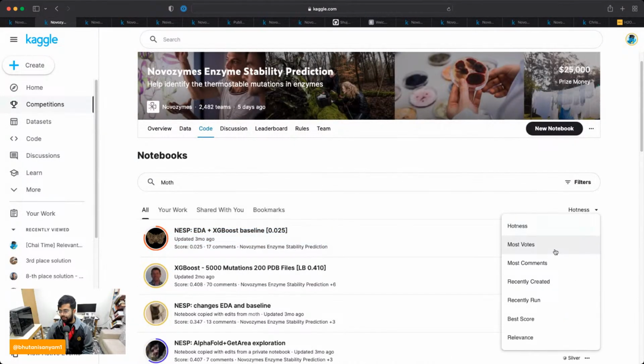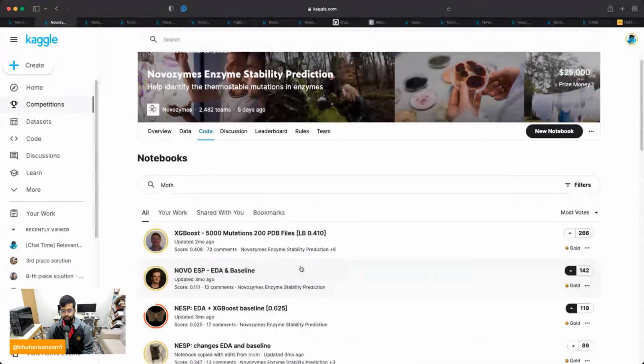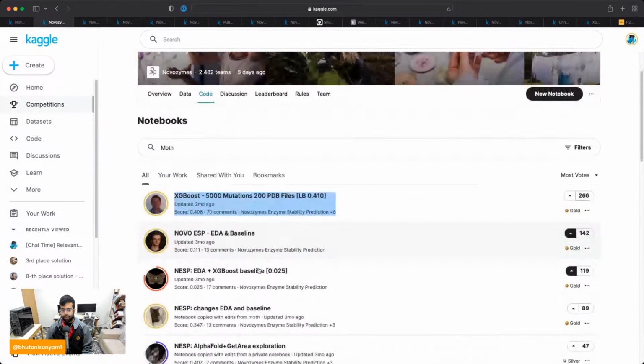And what I'll do here is sort by most votes. So as you can see, here are a few more popular notebooks. This one was the most popular, which says 5,000 mutations and 200 PDB files.